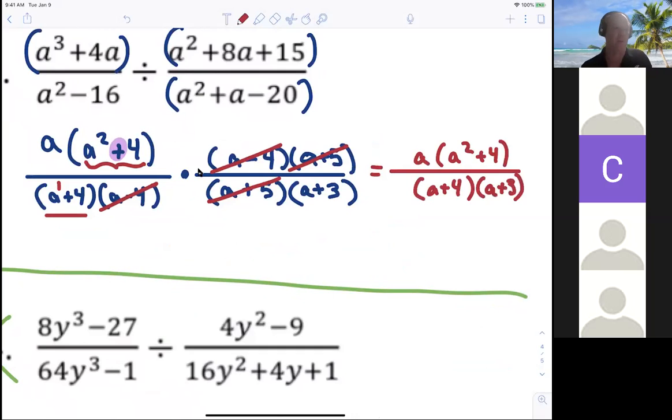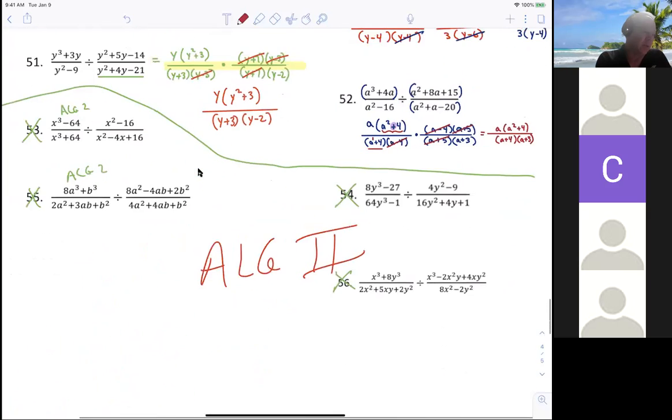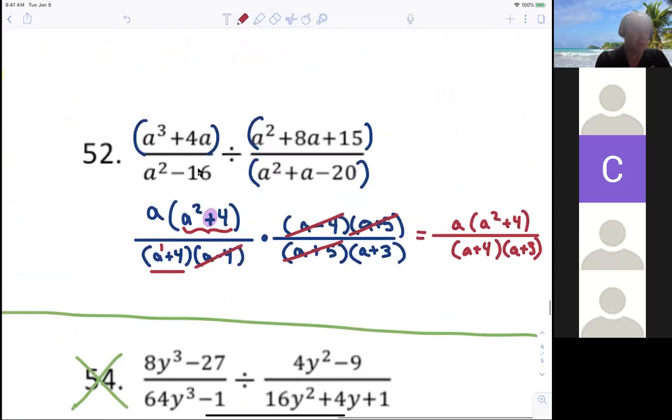All right, anybody have any questions with that? All right, now I want to shrink this down a little bit. And just know the last 4 here are algebra 2, so I want everybody to mark that off, okay? Now I want everybody to listen to me for a second, all right?